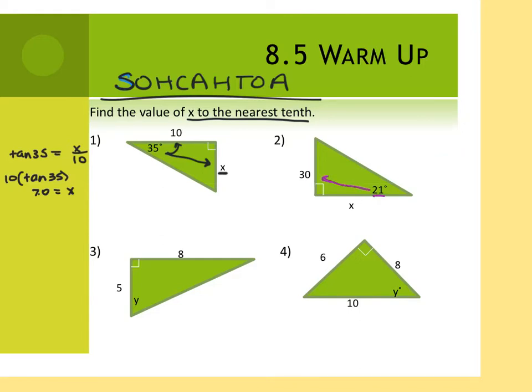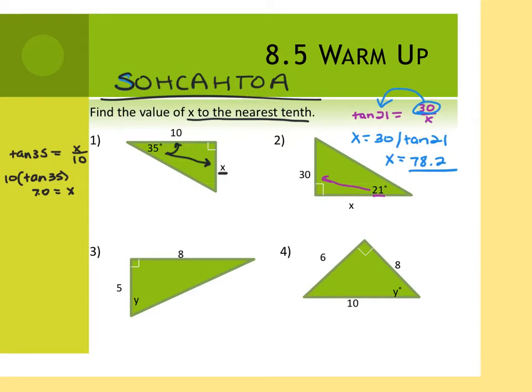Number 2, 21 is here. The 30 is the opposite. So the tangent of 21 equals 30 over x. When the variable is in the bottom, I take the top number and divide it by the tangent. So x equals 30 divided by the tangent of 21 is what I want to type in the calculator. And I get x equals 78.15, so 78.2. Be really careful on your rounding.